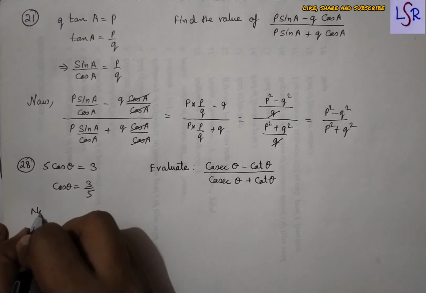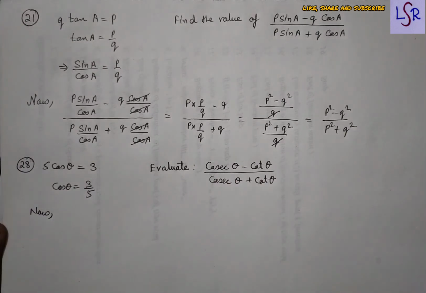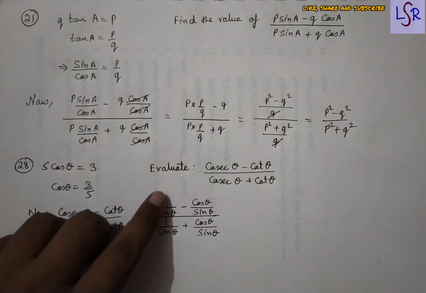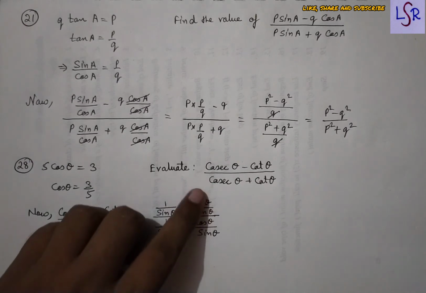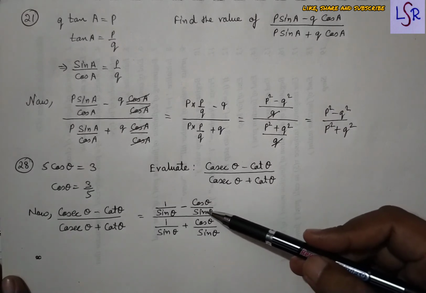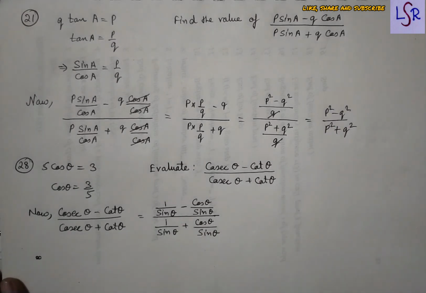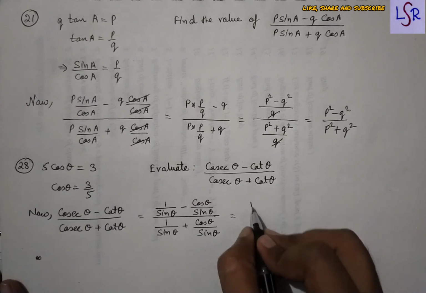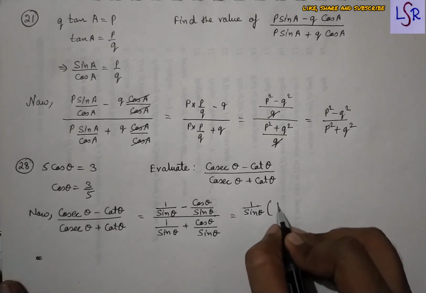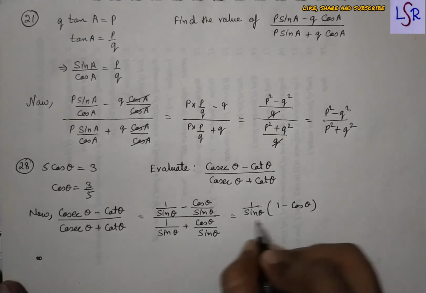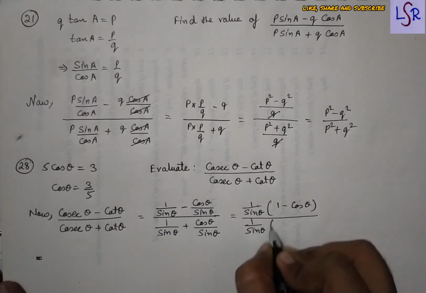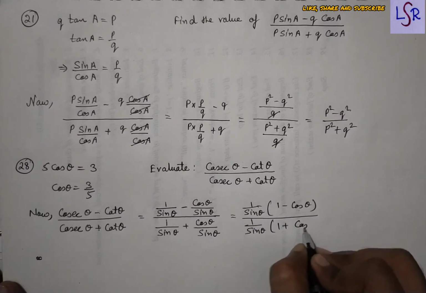Here this can be written as 1 upon sin theta minus cos theta upon sin theta. Cosec is replaced by 1 upon sin theta, and cot is split as cos theta upon sin theta in both numerator and denominator. Now we can see that we have sin theta common in both of them. So we can take 1 upon sin theta common in the numerator as well as in the denominator, and by doing so we get 1 minus cos theta, and here 1 upon sin theta taken common, so you will be left with 1 plus cos theta. Now they are cancelled out.